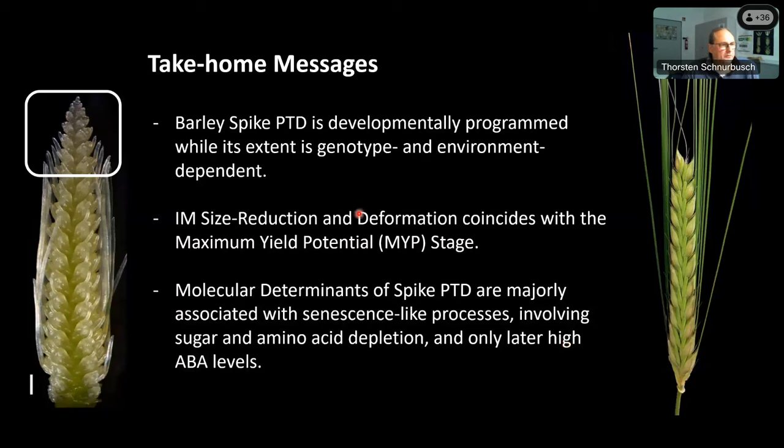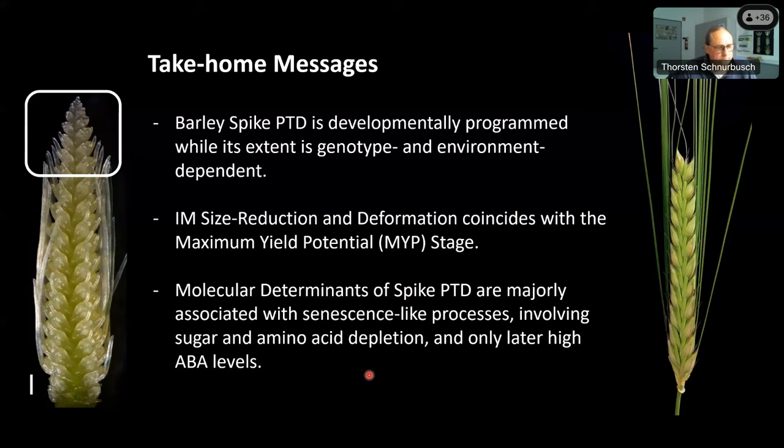Okay, coming to the end, what are the take-home messages from my talk? I think we can say that barley spike PTD is definitely developmentally programmed, while its extent is genotype and environment dependent. I think that's a very important point. So it's a developmentally regulated program. However, each genotype has differences here, and certainly environmental differences play a role. For example, you can have more PTD if you induce drought conditions or water deficit. The inflorescence meristem size reduction and deformation coincides with the maximum yield potential stage. That was also a very, very important finding from Chanda's work.